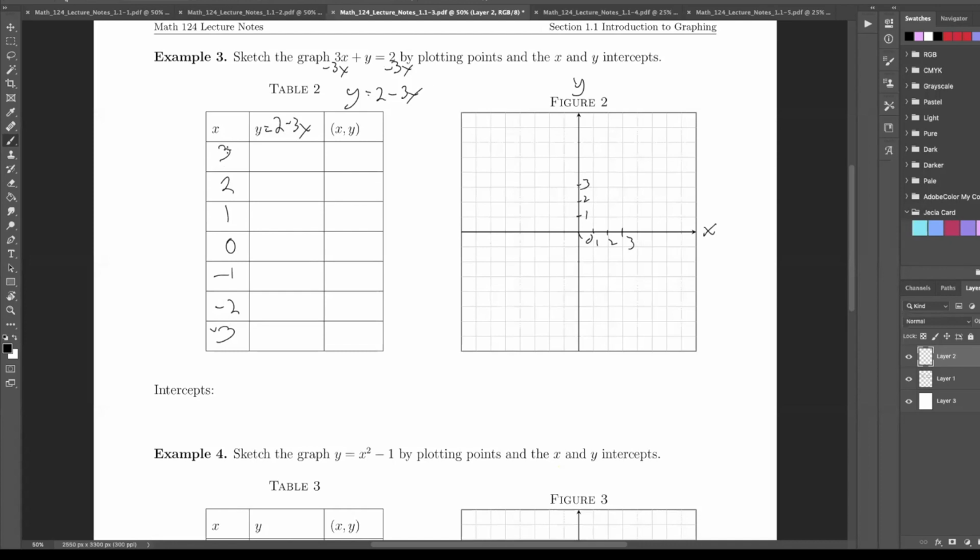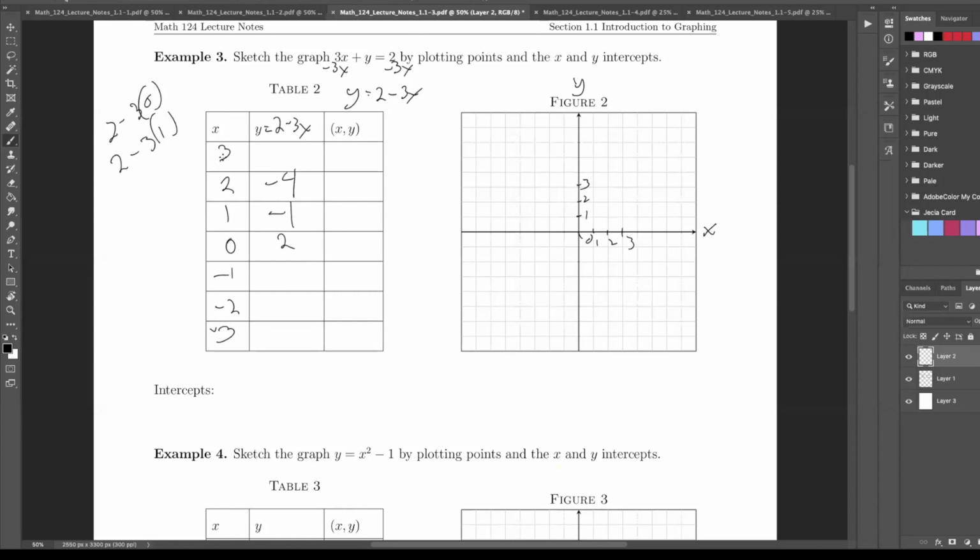Fine. Let's start with 0, it's easier. If I plug in 0 for x, I'm going to have 2 minus 3 times 0, which of course is just 2. If I plug in 1, I'll have 2 minus 3 times 1, which gives me negative 1. Here we'll get negative 4.